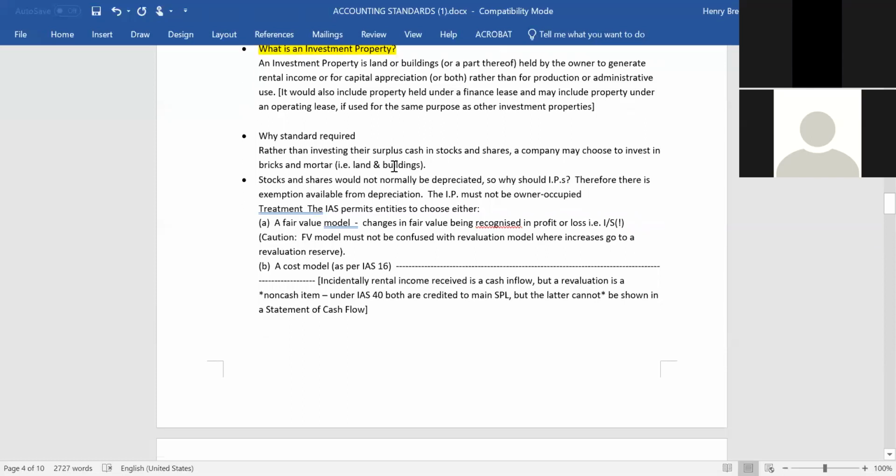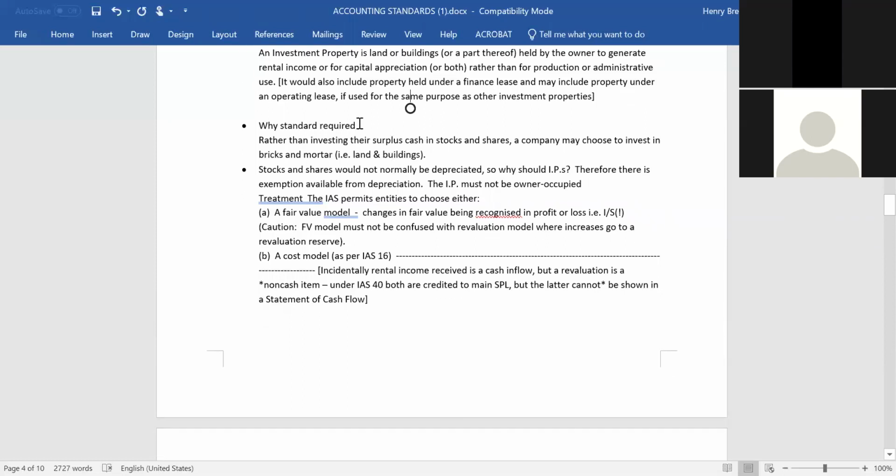Right? Good. Let's proceed. Why is the standard required? What do you think is the need for this standard? Rather than investing their surplus cash in stock and shares, a company may choose to invest in bricks and mortar, that is land and building. Stock and shares would not normally be depreciated. So why do we have to represent this? Therefore, there is an exemption available from depreciation. They are exempted. If we have stocks, shares, we cannot depreciate what? Shares. We can look at the valuation or the measurement aspect of our investment property, either a fair value model or a cost model. So we can use the fair value model, we can use what? Also the cost model.